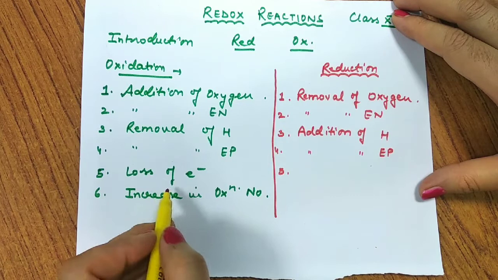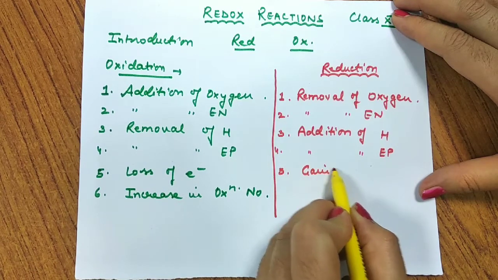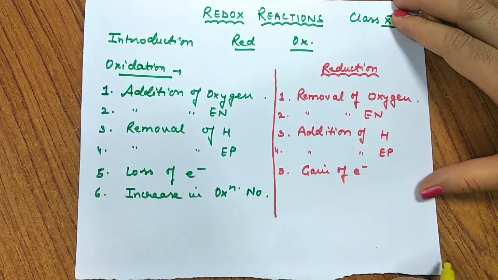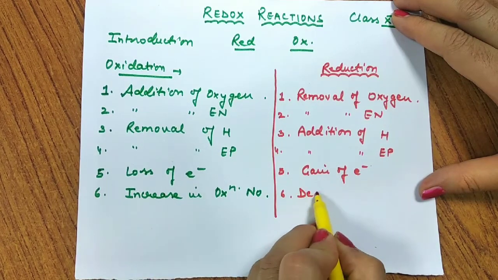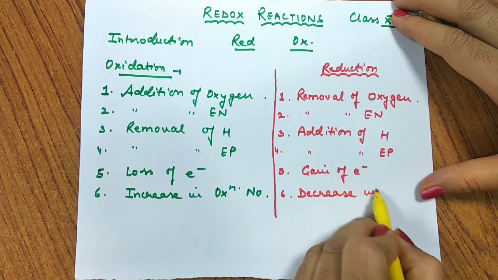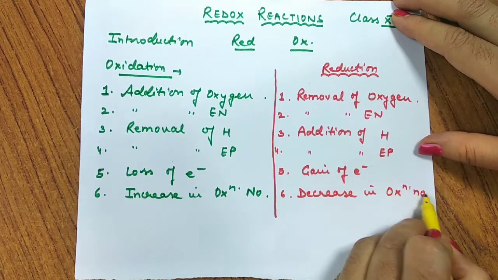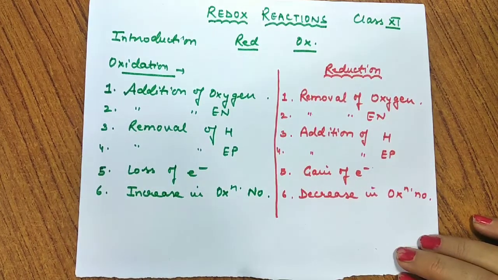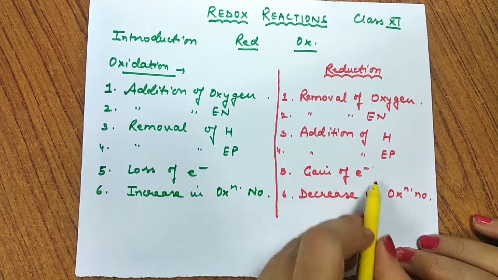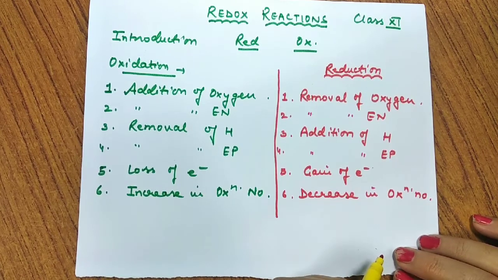In oxidation we observe loss of electrons, so in reduction we observe gain of electrons. And the sixth point: in oxidation we observed increase in oxidation number, here I can write decrease in oxidation number. We'll discuss these one by one and I'll give an example for each case. These are the points of difference. The first 4 points are the earlier, classical concept for oxidation and reduction, and the last 2 points are the latest concept, in terms of electrons and oxidation number.